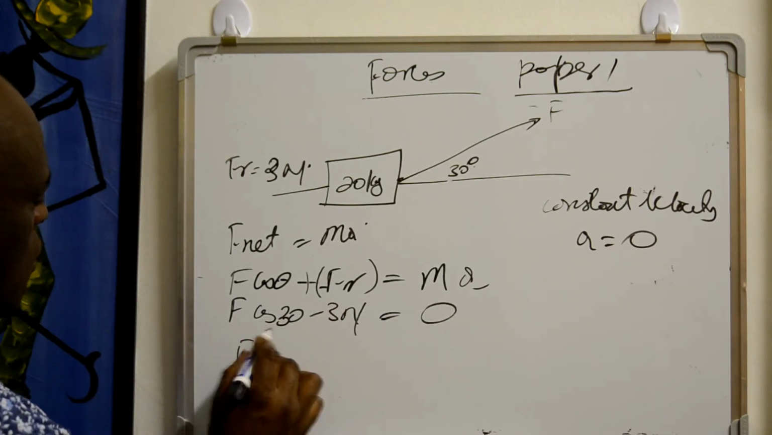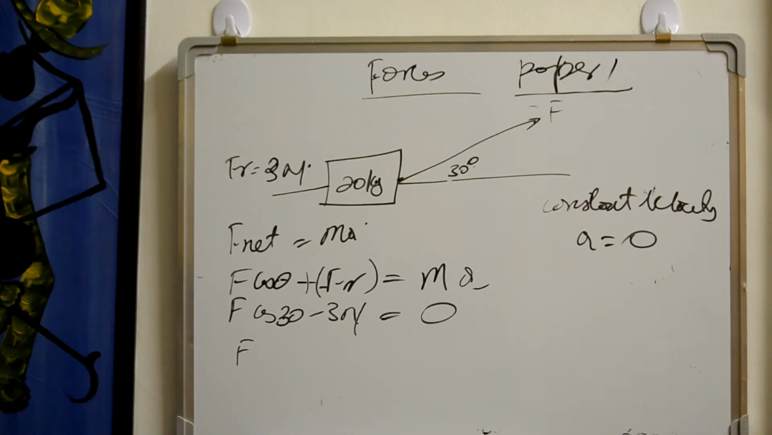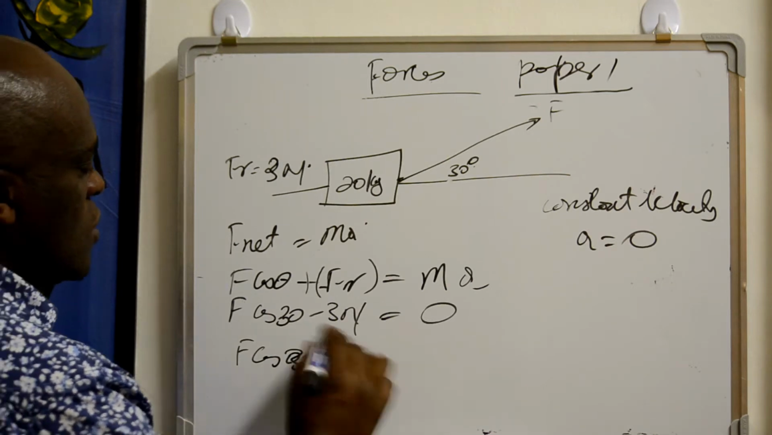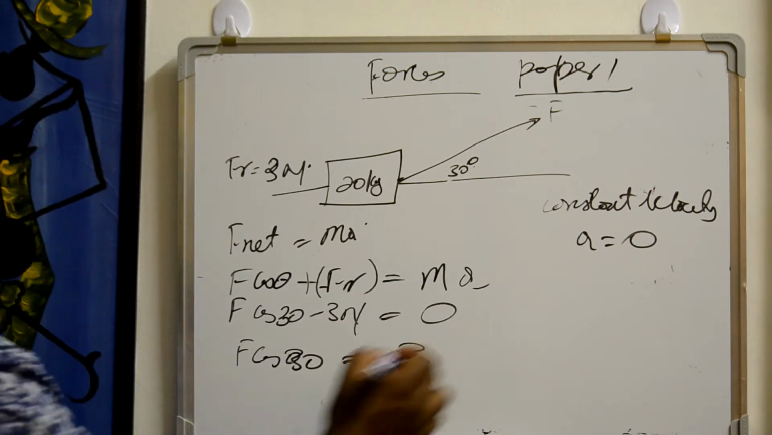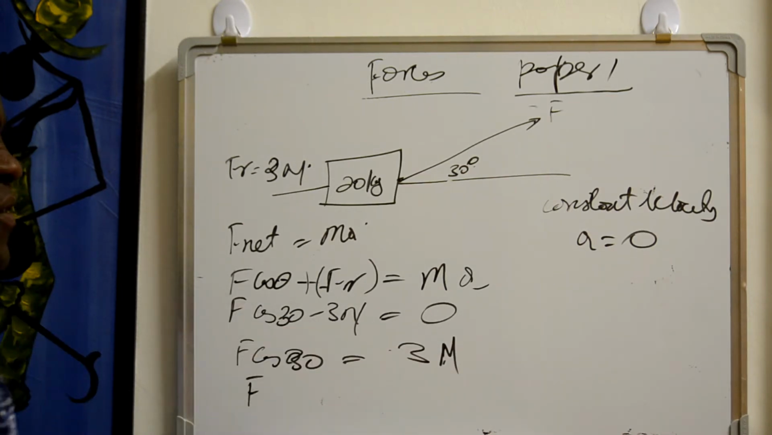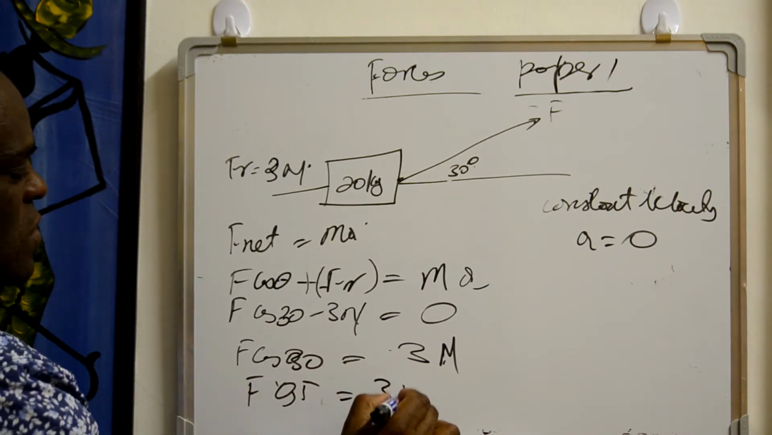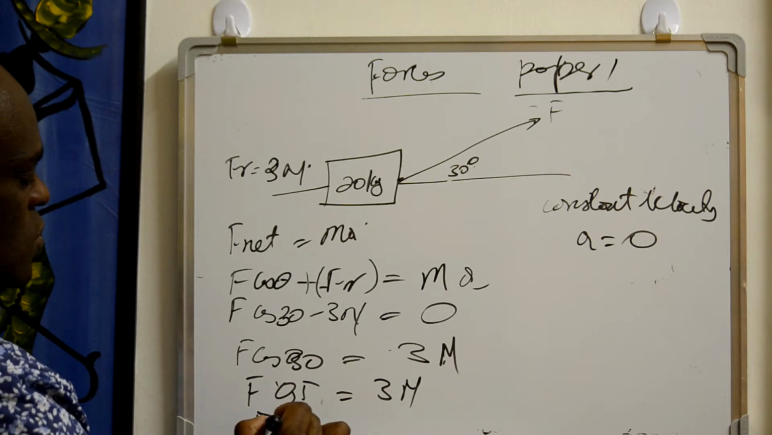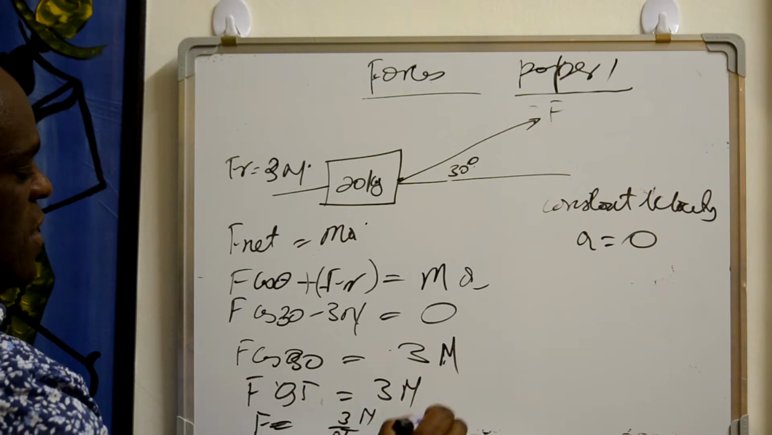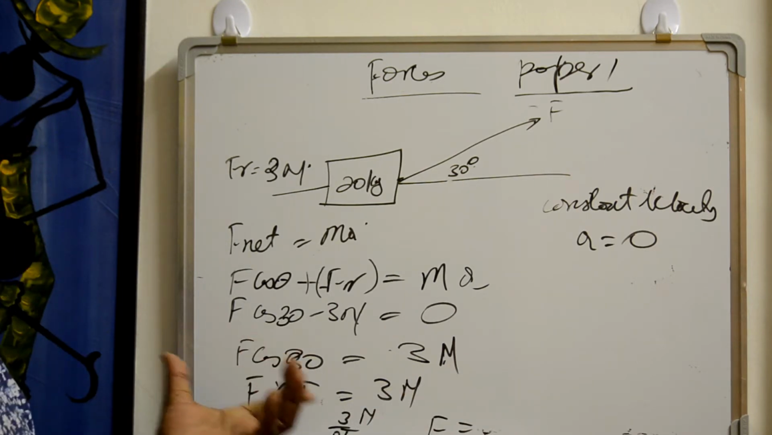Then I take cos 30. I don't know whether it's right, I'm not sure about cos 30, but whatever you get. Then you take F cos 30 is equal to 3 Newton. Let's say, for instance, cos 30 is 0.5 or whatever. Then F is equal to 3 divided by 0.5. Then you get that answer. I'm not sure what cos 30 is.